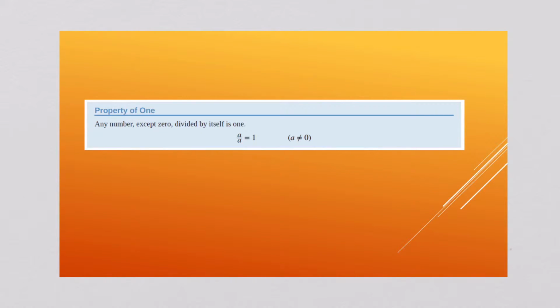This is a really, really important concept right here. This says that any number, with the exception of 0, divided by itself is 1. So if I have a pizza and I'm cutting it into 6 slices, and I eat 6 out of 6, then I just ate 1 whole pizza. If I have a pizza and I'm cutting it into 12 slices, and I eat 12 out of 12 slices of pizza, then I ate 1 whole pizza. So any number divided by itself is 1.